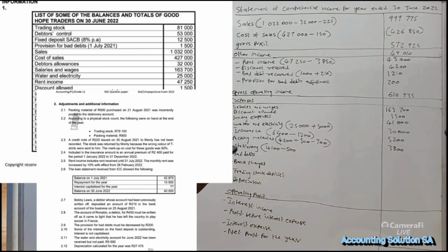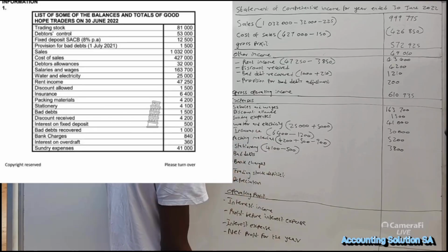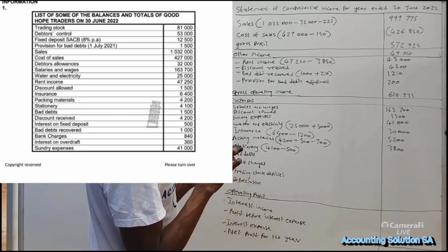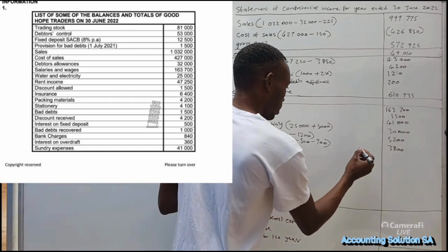Okay, then after that we will be done with the stationery account. We just subtract here. The reason is that this amount doesn't belong to stationery, but it belongs to packing material. Okay, then it's going to give us 3,600.